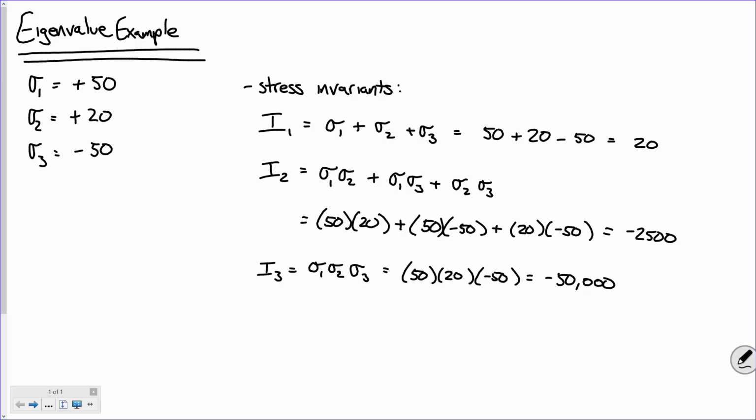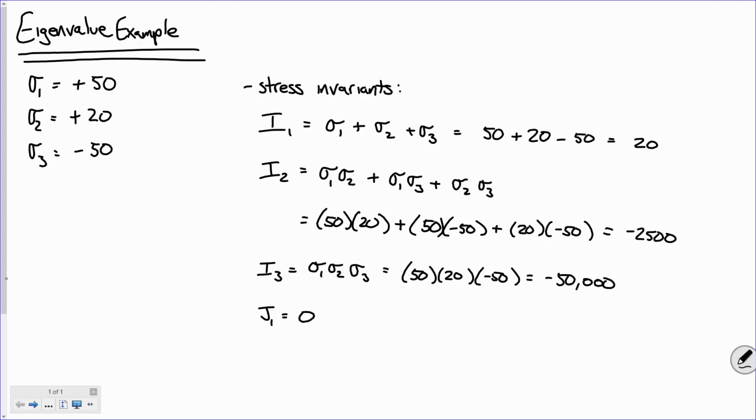Okay? Now, J1 for any stress tensor anywhere is always 0. Because remember, when you do your deviatoric stress tensor, you're subtracting that sigma average along the main diagonal, so you're subtracting it 3 times. And you're subtracting the average over 3. So you're basically taking sigma x plus sigma y plus sigma z minus sigma x plus sigma y plus sigma z. So it's 0. It's always 0.